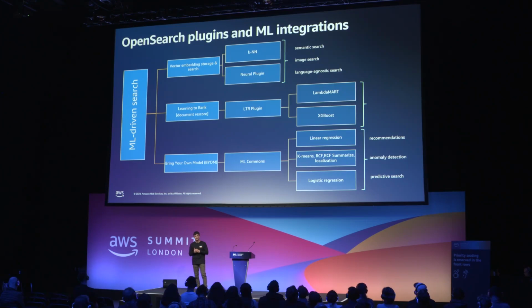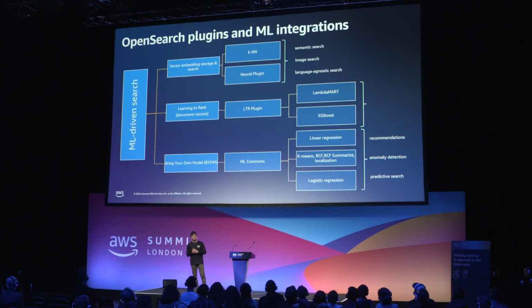OpenSearch has a structure called the plugin that allows you to expand the extra functionality inside OpenSearch and its core APIs. Here you can see the 4 plugins related to machine learning scenarios, and on the top part the 2 of them related to vector search. This is the KNN plugin, and this is the neural plugin.